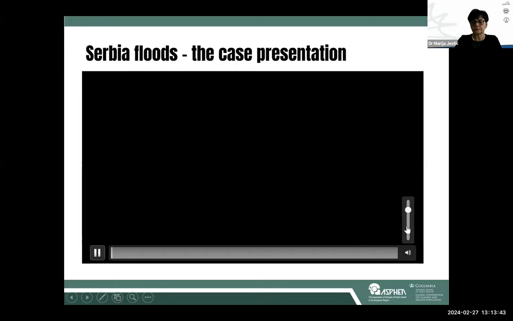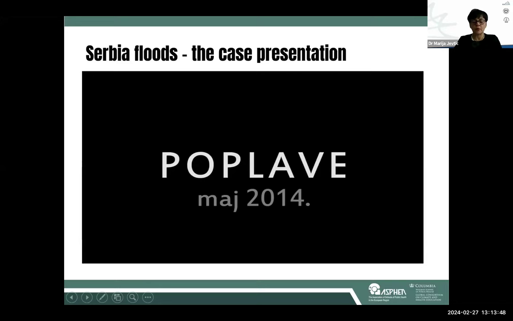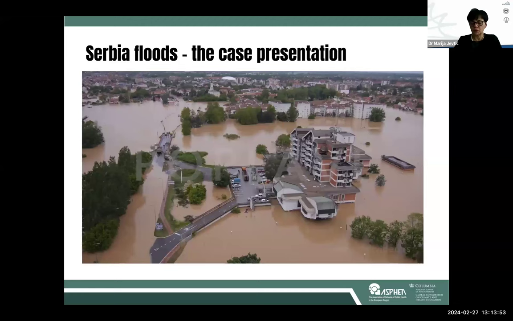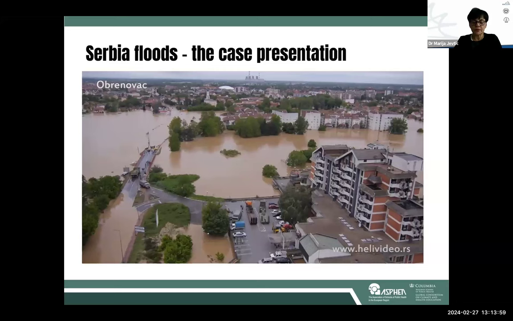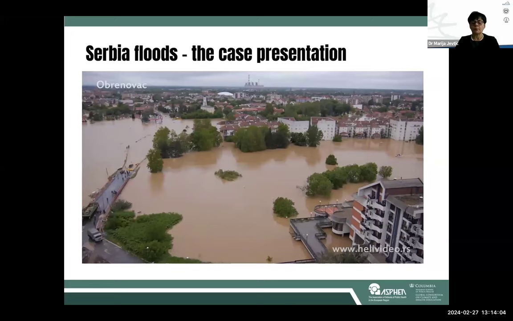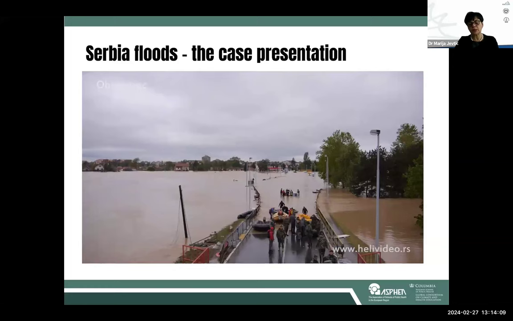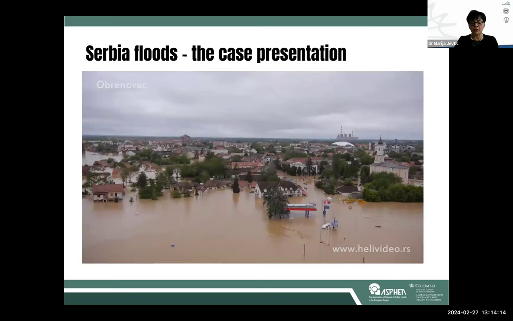The floods in Serbia in 2014 were a result of heavy rainfall that affected several countries in the Balkan region during May 2014. The rainfall caused rivers to overflow, leading to widespread flooding in Serbia, but also Bosnia and Herzegovina, and Croatia. The situation was particularly severe in Serbia. The floods in Serbia were among the worst in the country's history.